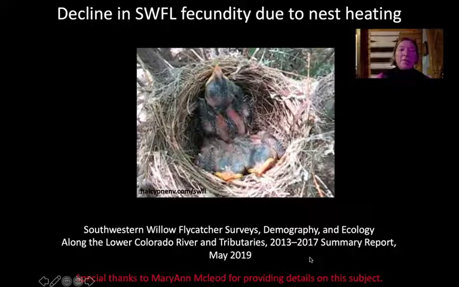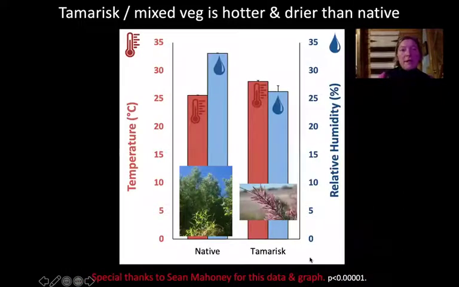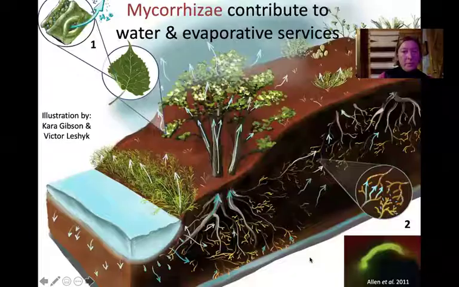So we know that swiffle fecundity is declining due to nest heating. And we know that tamarisk and/or mixed vegetation is hotter and drier than native vegetation. And also that we're staring down the barrel of a lot more warm and dry weather due to climate change. And interestingly, mycorrhizal fungi actually contribute to water and evaporative services in the local area that they're found.